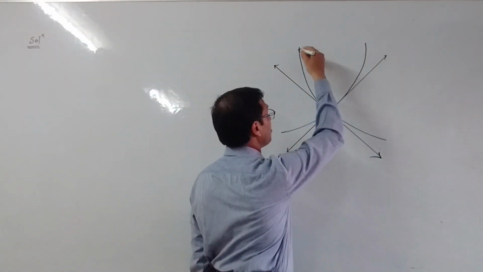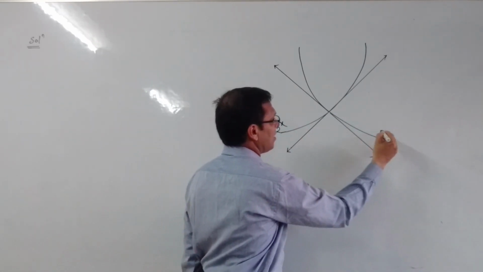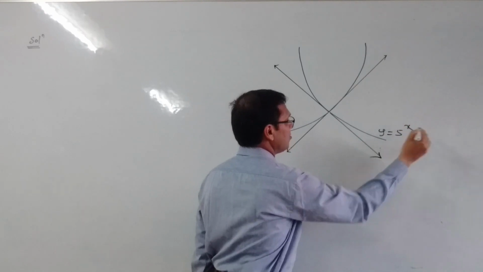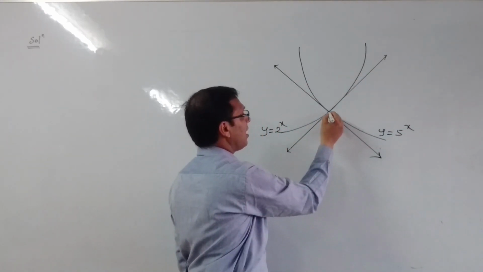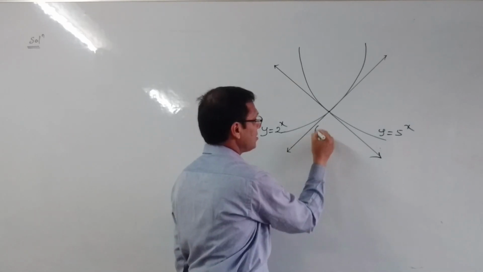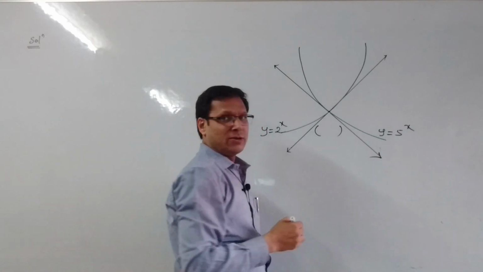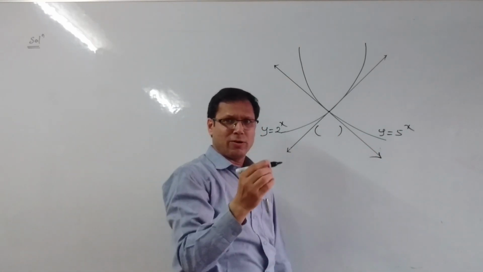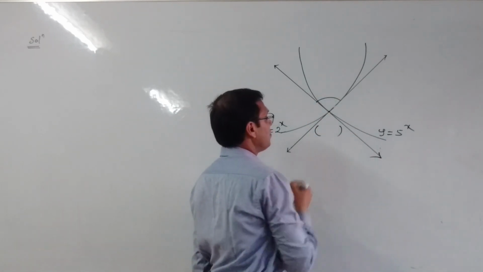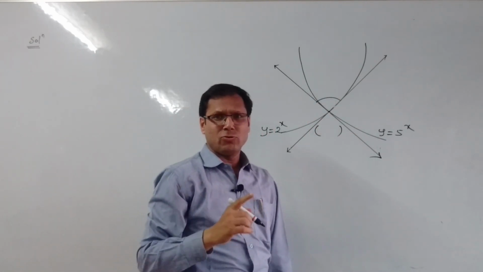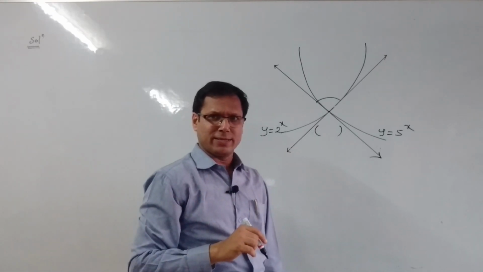Here is the rough sketch of the two curves. This one is y is equal to 2 pi x and this one is y is equal to 5 to pi x, and the two tangents have been drawn at the point of intersection. First you will find the point of intersection of the two curves. To find the angle between the two curves, we have to find the angle between their tangents, because the angle between the two curves is nothing but the angle between their tangents at the point of intersection.